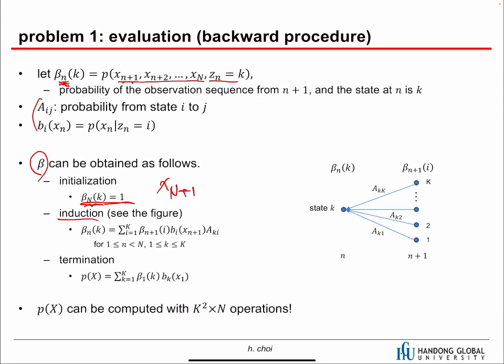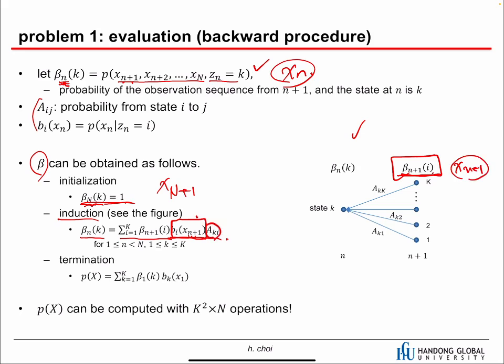By induction, as you can see here, we can define beta n of k in this way. In beta n, we don't have xn here. From here, we multiply the emission probability of xn plus 1. So for this one, we have xn plus 1. The emission probability is here, and then we have a transition probability, so that we have beta n. So it's the opposite of alpha.